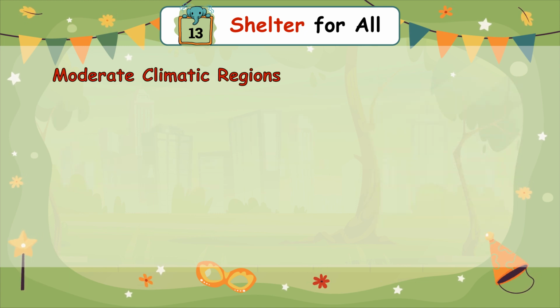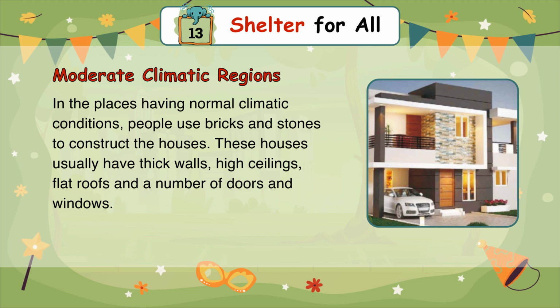Moderate climatic regions. In the places having normal climatic conditions, people use bricks and stones to construct houses. These houses have thick walls, high ceilings, flat roofs, and a number of doors and windows.